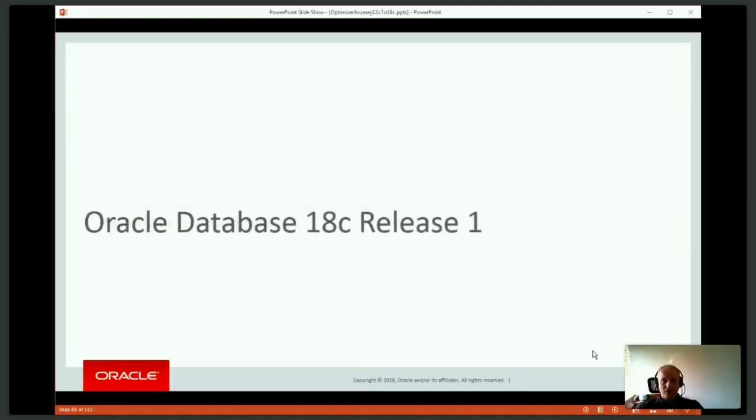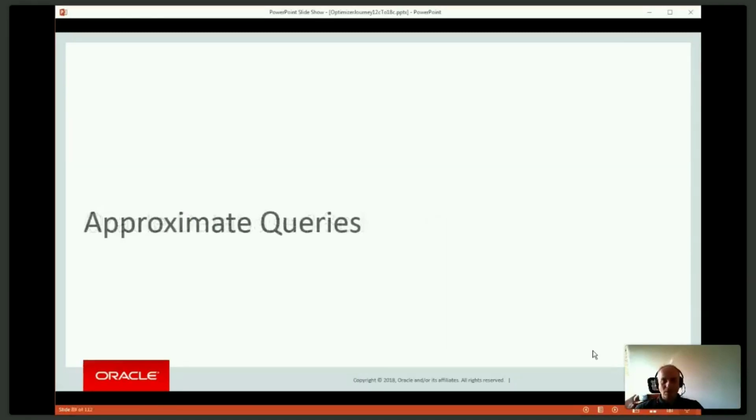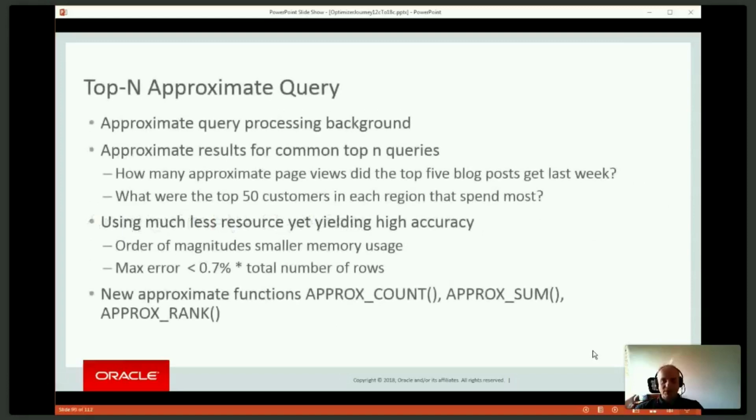So let's take a look at Oracle Database 18c approximate queries. We added some new functions for approximate query processing. These are top-end style queries. For example, you can get approximate counts and approximate sums if you're using ranked queries where you're looking at the top 10 customers, for example. Again, this is handy for dashboards, because quite often you want a guide to your top 10 spends or what have you, but only an approximate figure. So it's very useful for that kind of scenario. That's why we've added those.